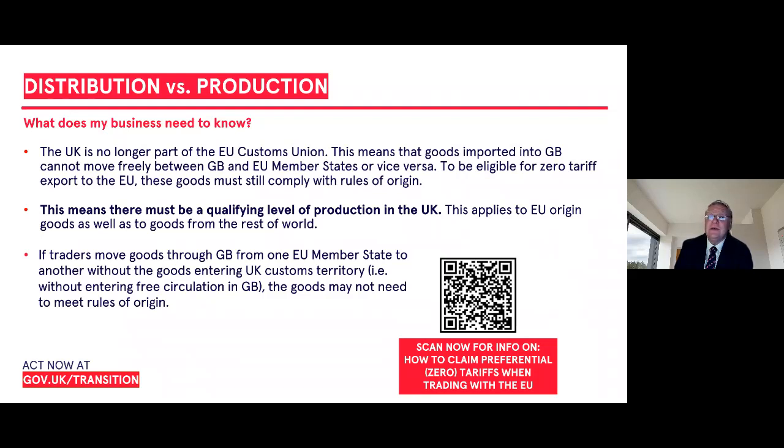If traders move goods through GB from one EU member state to another without the goods entering UK customs territory, meaning without entering free circulation in GB, the goods may not need to meet rules of origin. To learn more about rules of origin and benefiting from zero tariffs, scan the QR code on screen, which explains more about how to claim preferential tariffs when trading with the EU.